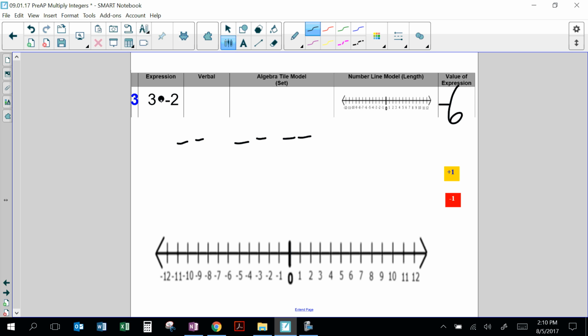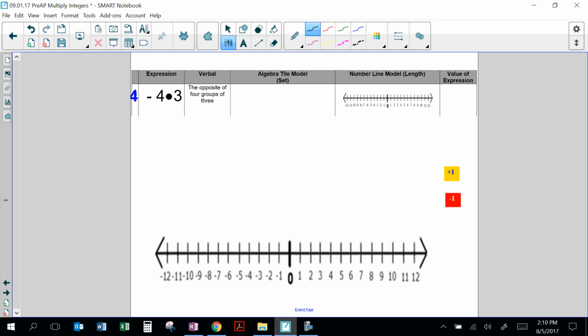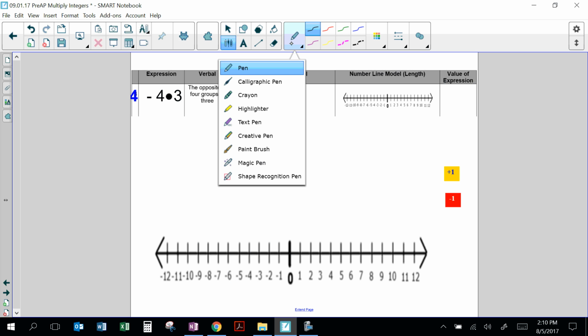Again, these represent multiplication dot. So 3 times -2 is 3 groups of -2. How would you represent that on a number line? A first group of -2, a second group of -2, and a third group of -2. Stops at where? -6.